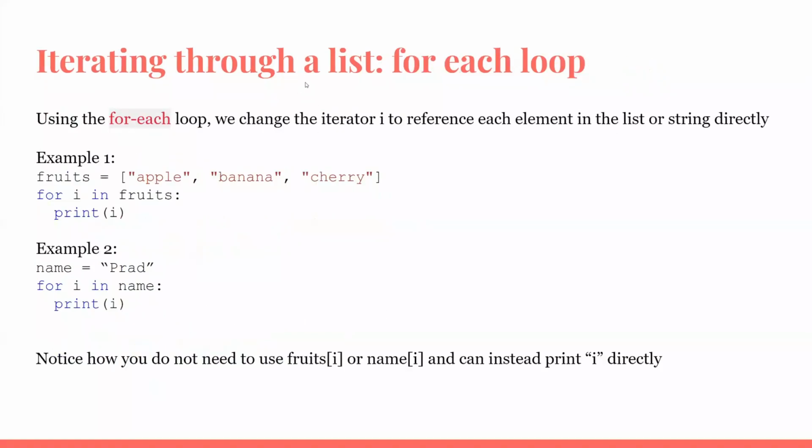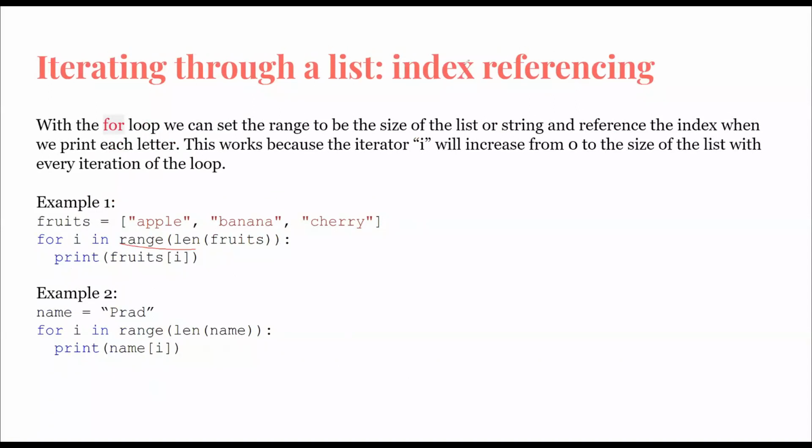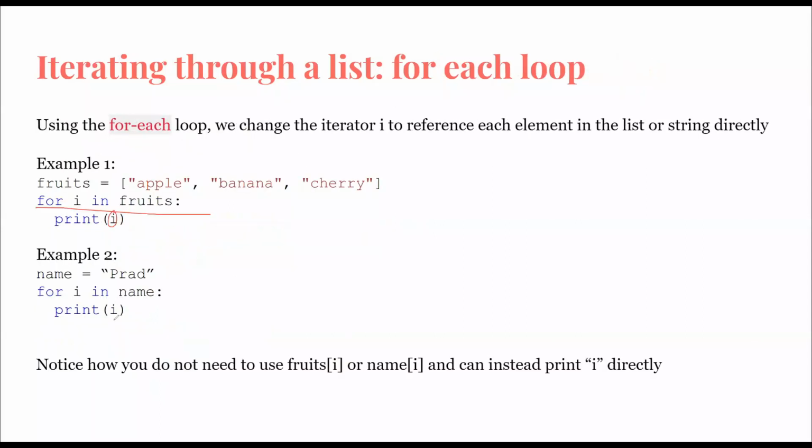For each loop. Instead of doing the entire complicated thing with range, length, and so on, you can always just do for i in fruits. Then your i will be each element in that list. So for i in fruits, it will print out every single thing: apple, banana, cherry. For i in name, the i will be P, R, A, and D, and then it'll print them out individually. Why would you do that instead of just printing it?